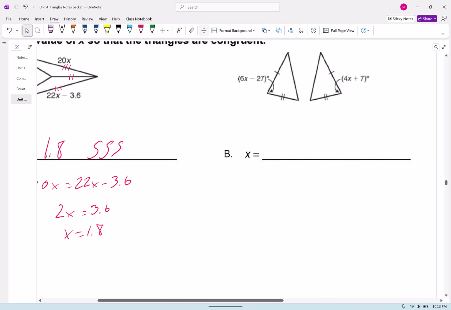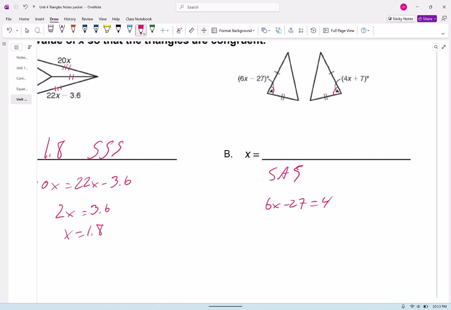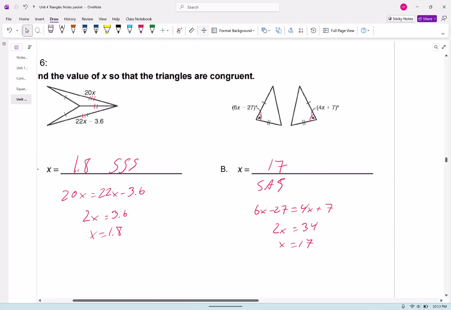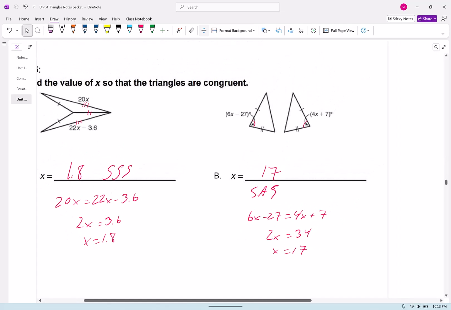So x equals 1.8. We could say side, side, side. All right, on here, for these to be congruent, okay, that and that angle would have to be the same. So would I have a side angle side? So side angle side. And I could set 6x minus 27 equal to 4x plus 7. And with 2x equals 34 and x equals 17. All right, so just a couple of calculations that we can do.